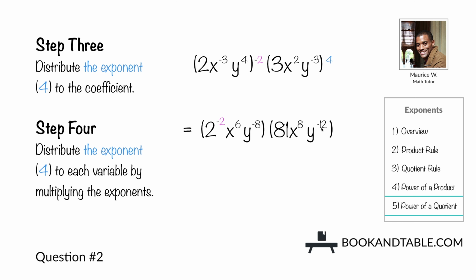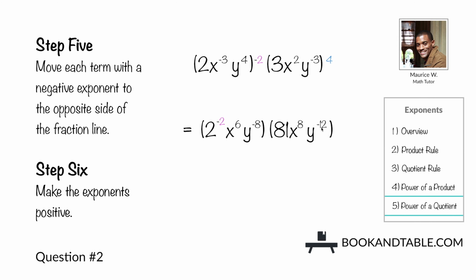And now step 5, move each term with the negative exponent to the opposite side of the fraction line. We want to get this exponent positive so we can evaluate this term, so we can combine the coefficients, just like we'll be combining our like terms. So let's move the negative exponents to the opposite side of the fraction line.